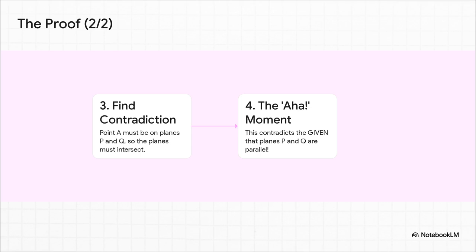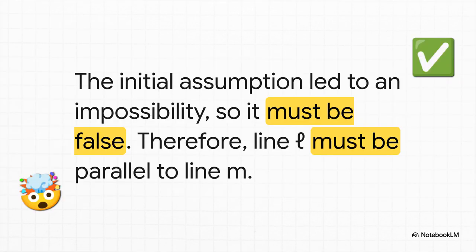That's the contradiction. The problem started by telling us that P and Q are parallel. And by definition, parallel planes can never ever intersect. So our little assumption, our trip into an alternate reality where the lines weren't parallel, led us to a conclusion that is completely impossible. Therefore, that initial assumption has to be false. And if the idea that the lines are not parallel is false, well, what's the only thing left? They must be parallel. And just like that, the proof is done.